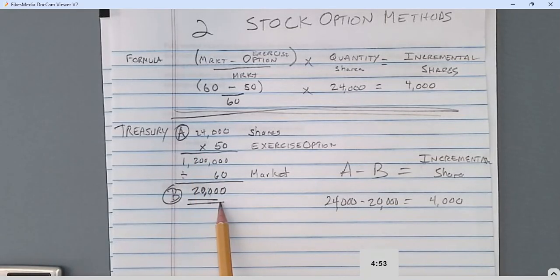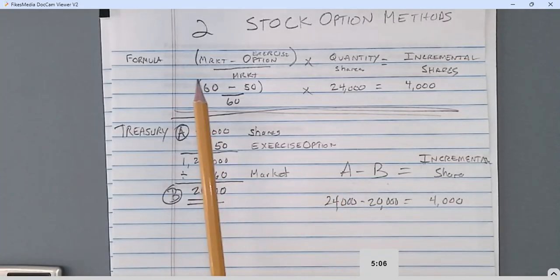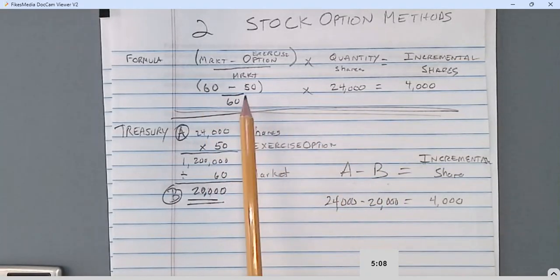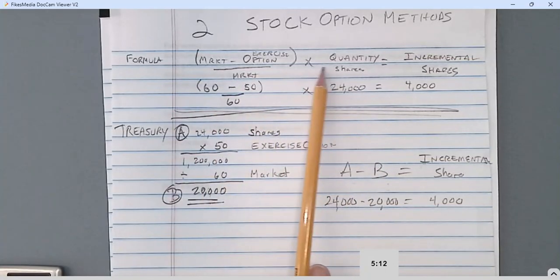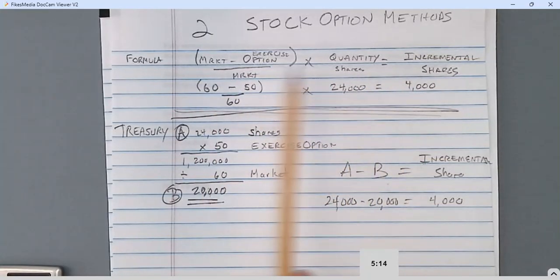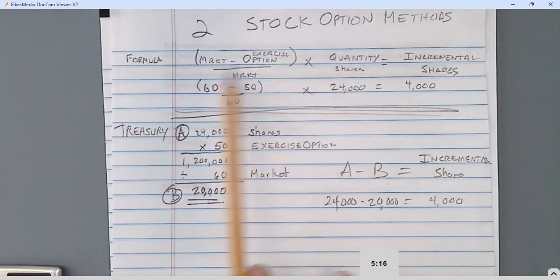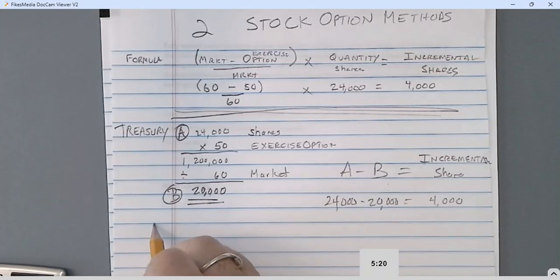You can see where you could run into trouble here and not know what to do next. Not remember this A minus B is the next step. So it's one step, two steps here. With the formula, one step, one calculation, one formula. Write this formula over and over again in your head until it's memorized. Stock options go here.